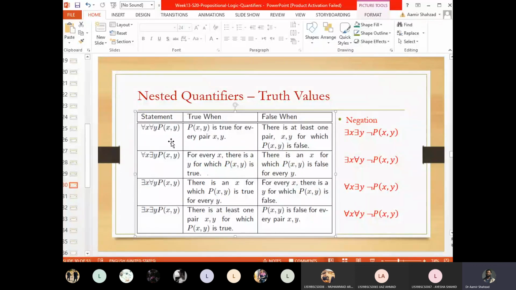तो ये स्टेटमेंट आपकी फॉल्स हो जाएगी, जो कह रही है कि for all x there is at least one y for which p of x, y is true, and we show that there is an x for which we cannot find even a single y for which p of x, y is true.